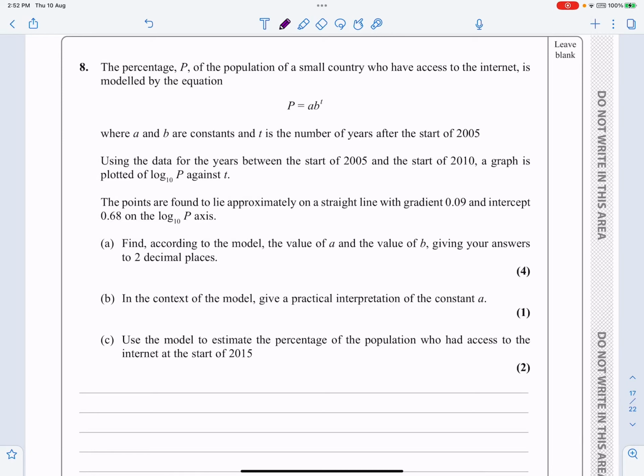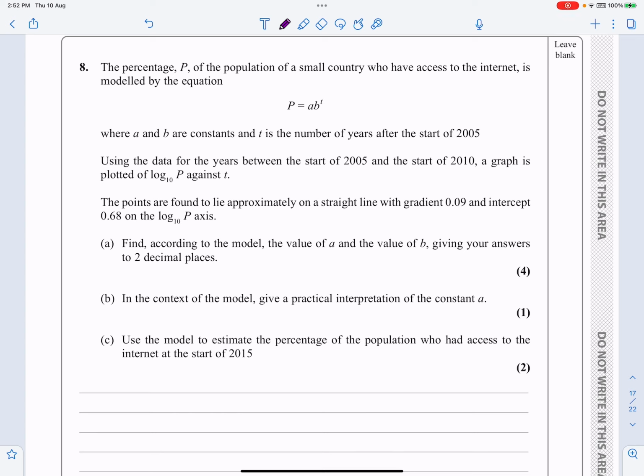Okay, this is the P3 paper from January 2021. It's question number 8, and if you have a read through of it, you can see that this question is exponentials and logs. It's the work to do with logs and non-linear data. So if we read it through, it tells me that P is equal to AB to the T. P is the percentage of a population, T is time and its number of years after 2005.